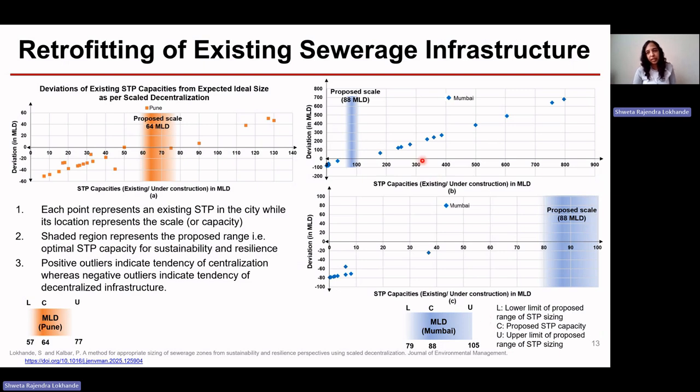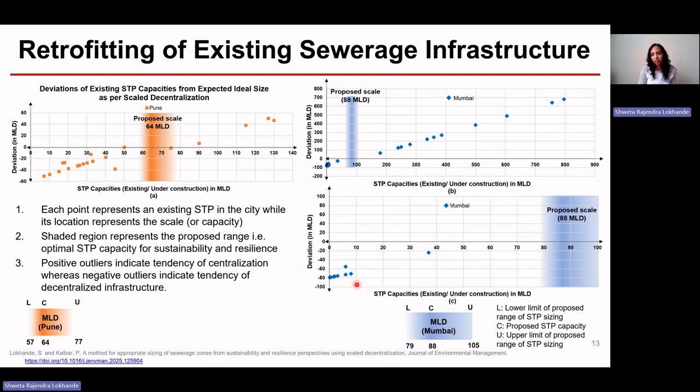Now, as you observe, the first part shows the capacity of the existing or under-construction STPs. While the present research, from a sustainability and resilience perspective, denotes that around 88 up to 105 million liters per day can be a good scale, the existing STP sizes range from 500, 600 to even 800 million liters per day, which is many fold times the optimal proposed scale. Hence, these STPs might face the disadvantages of highly centralized systems in future.